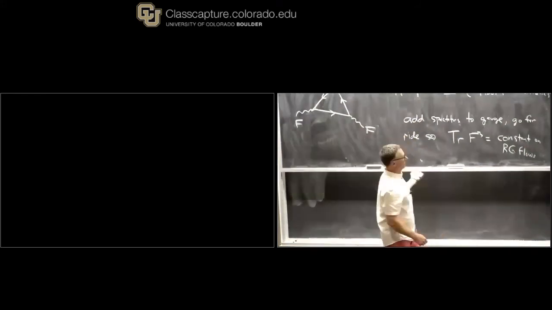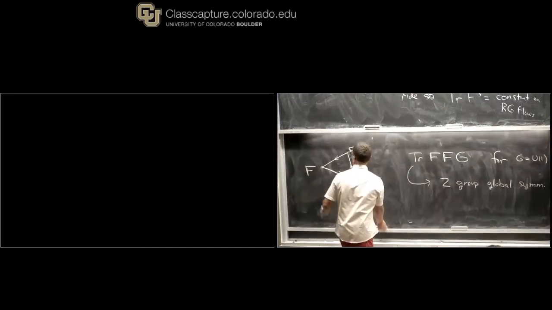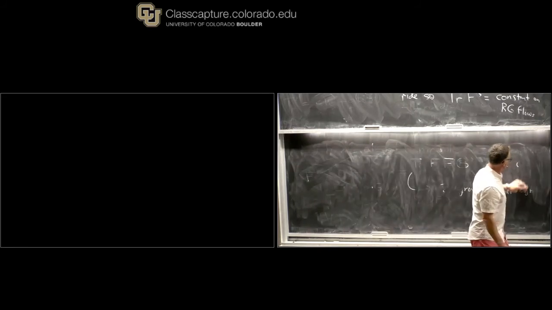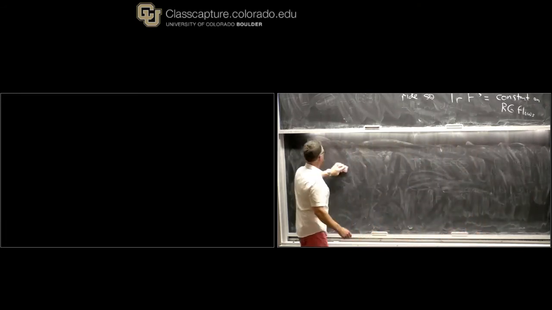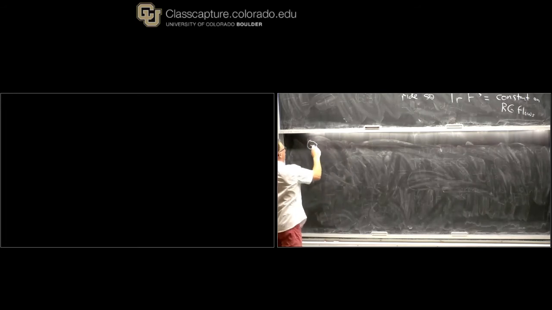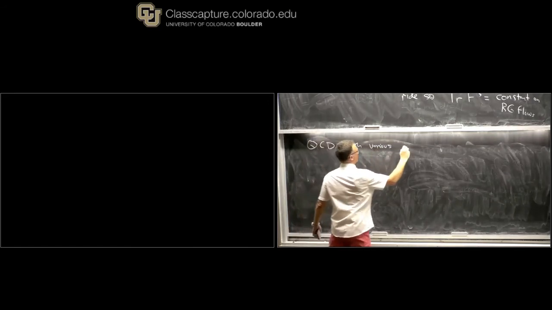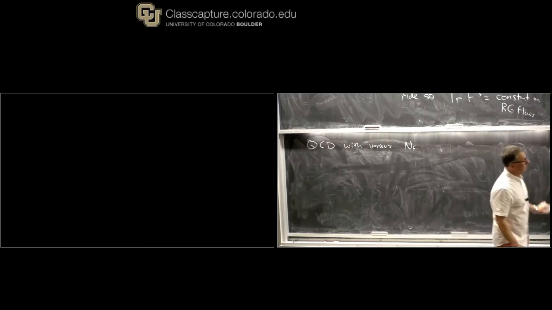It's a constant along the renormalization group flows. Okay, now, let's go back to this QCD with various N_F. One thing I should also add to this table is that I could add mass terms for these fermions. So let's put here also mass terms.